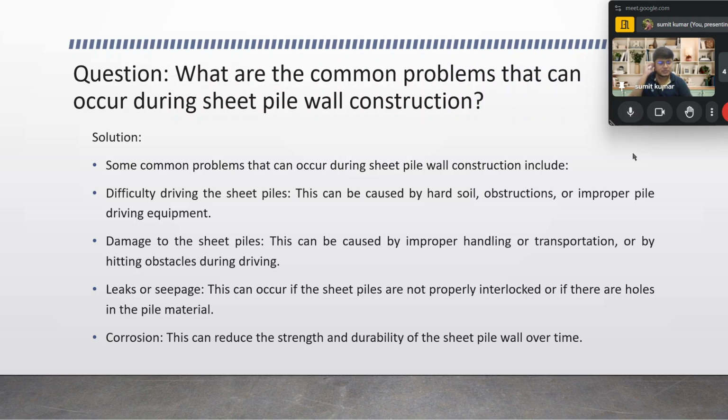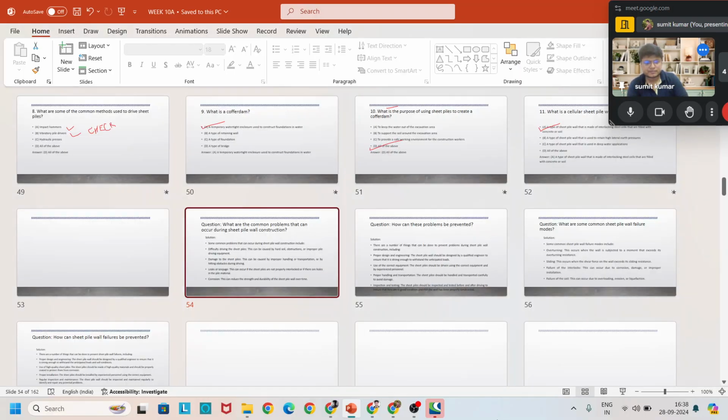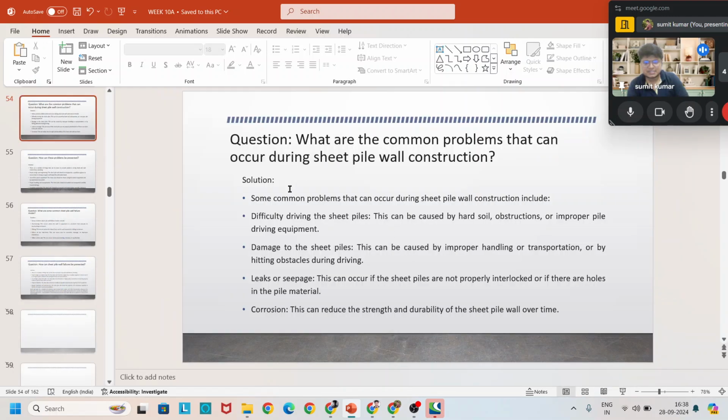Okay, so we are talking about the question: what are the common problems that can occur during sheet pile wall construction? Some common problems that can occur during sheet pile construction is difficulty in driving the sheet piles. Obviously, as we have seen earlier.